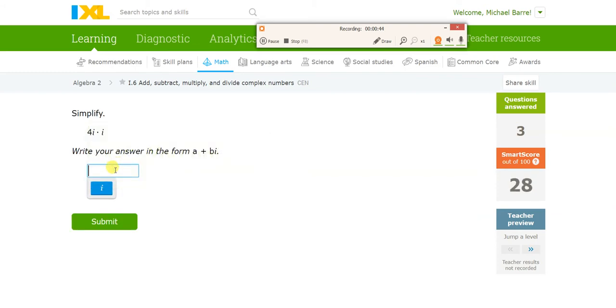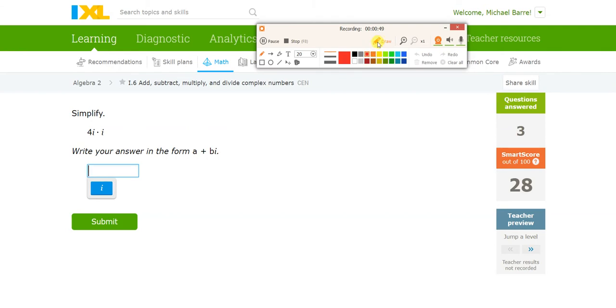Multiplying it. So in this case, we know that an i times an i becomes a negative 1. Learned that earlier. So this is going to become 4 times i times i, or i squared, is a negative 1, so it's going to be a negative 4.